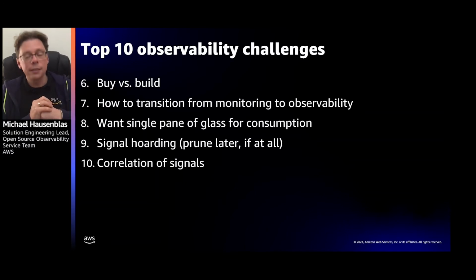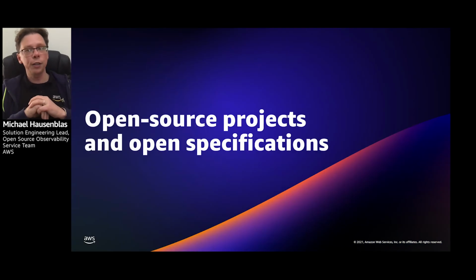And last but not least, the correlation of signals, being able to jump from one signal type to another. For example, you might get paged, you have an alert, you start out with a dashboard, and then from the dashboard, you jump to a certain trace, and from that trace, you might jump into logs, for example. So making sure that you can jump between different signal types and synchronize the time ranges there. All right, so those were the challenges.